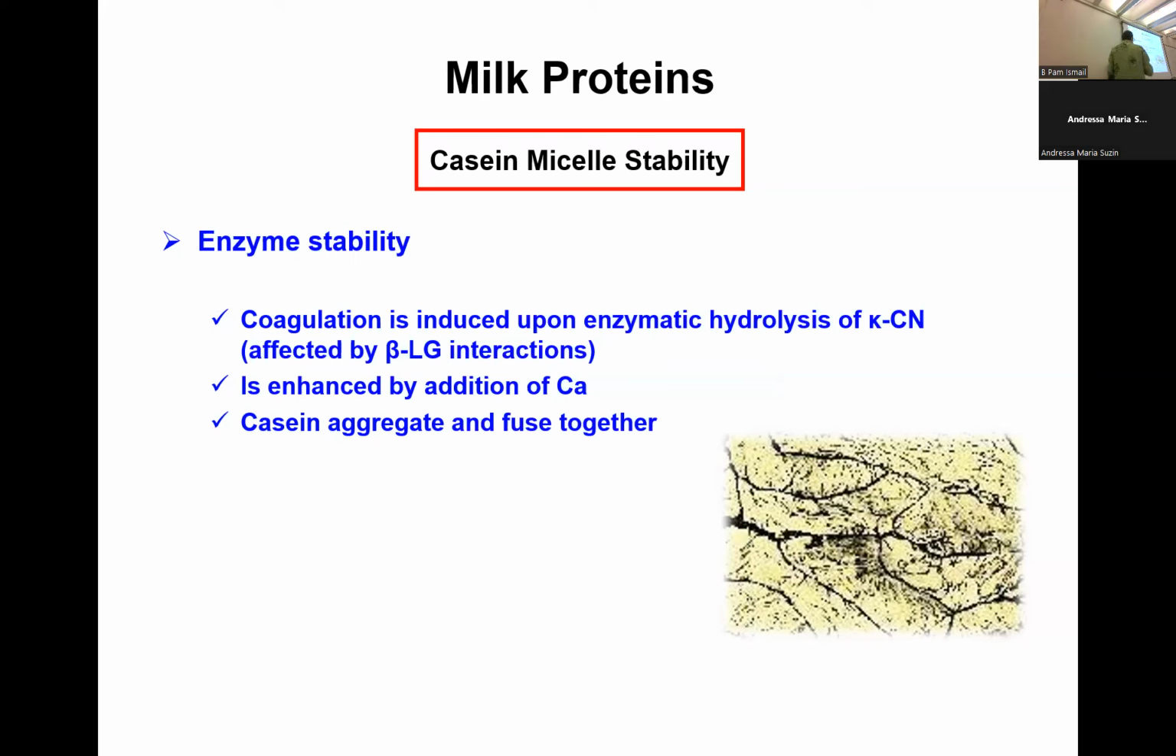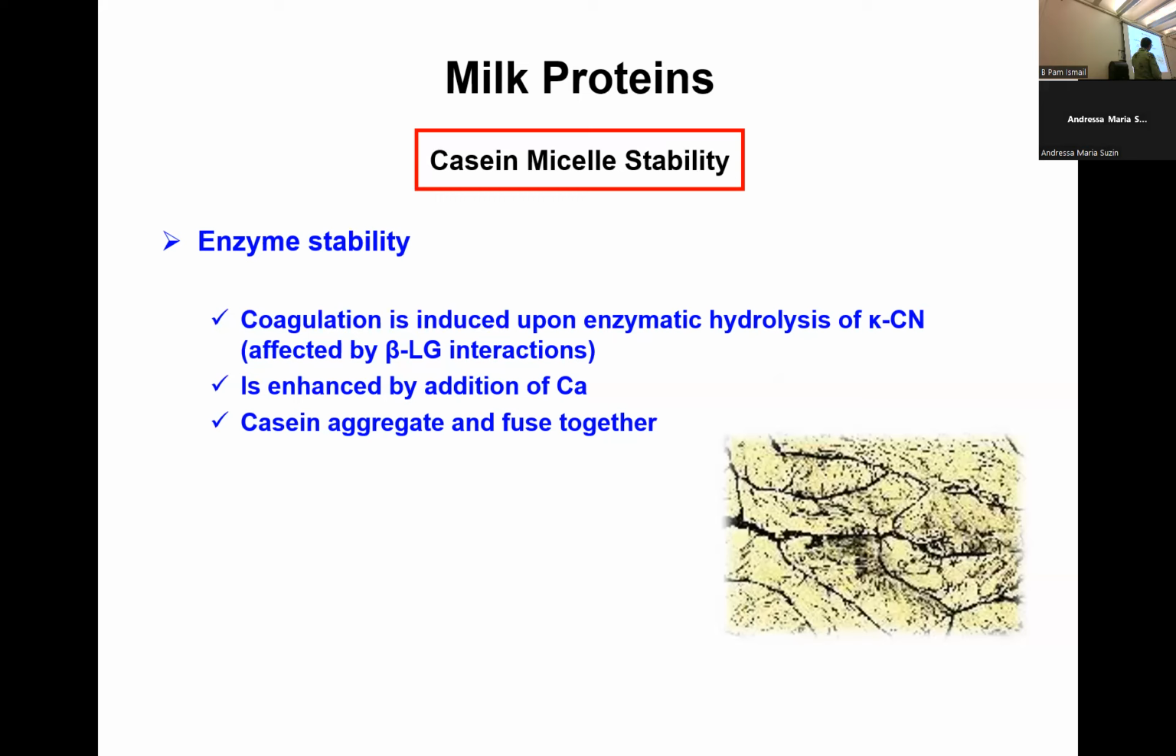So there is syneresis, so the curd comes together and you get the whey, with the whey protein and the glycomacropeptide, separate from the curd. We enhance the calcium phosphate bridge formation by adding calcium.